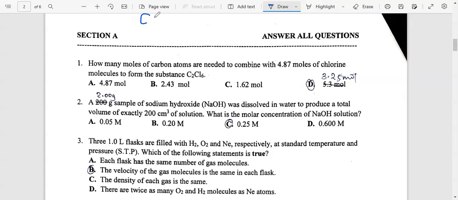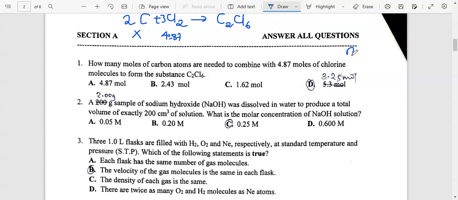So we're going to have carbon reacting with chlorine. We know chlorine always exists as a diatomic gas, and this is forming C2Cl6. To balance this reaction, we're going to put a 2 here, and then to balance the chlorine, we're going to put a 3 here. We've already been given 4.87 moles of chlorine. Now we want X, how many moles of carbon are going to react.